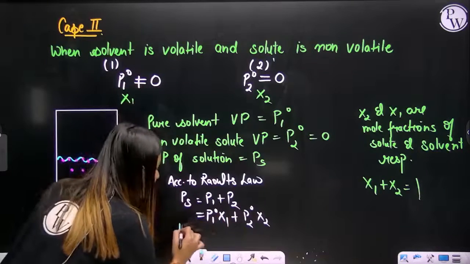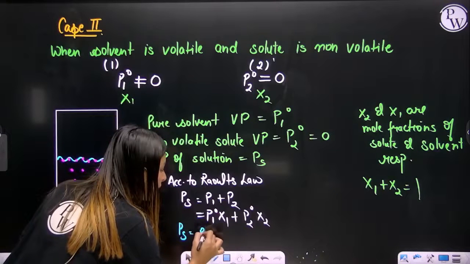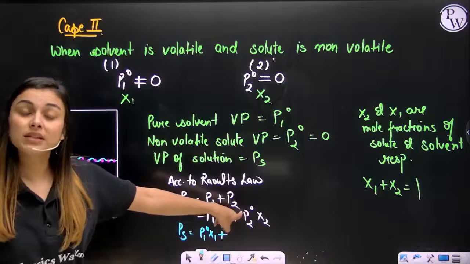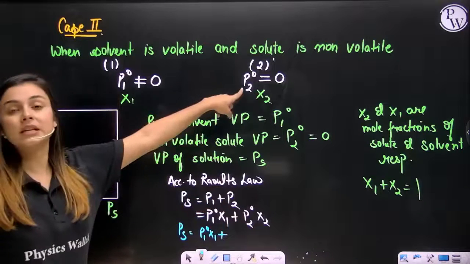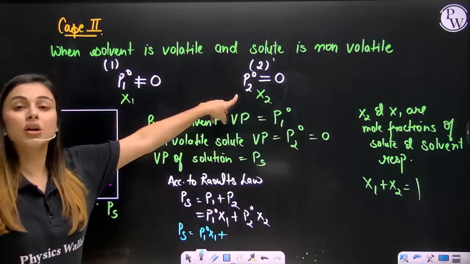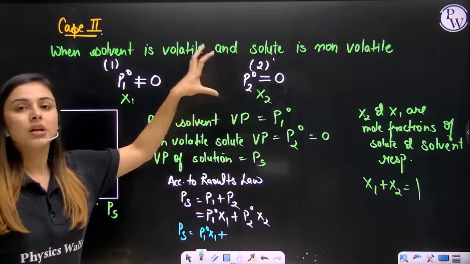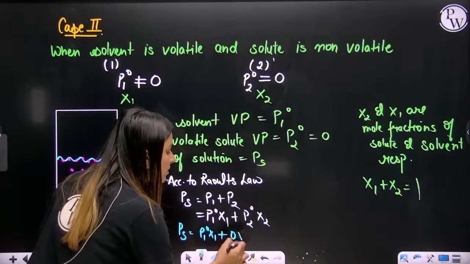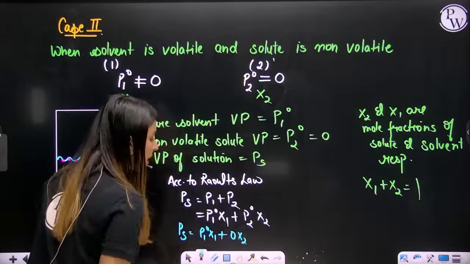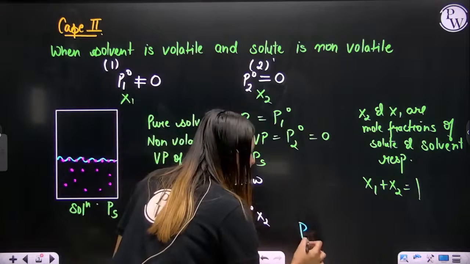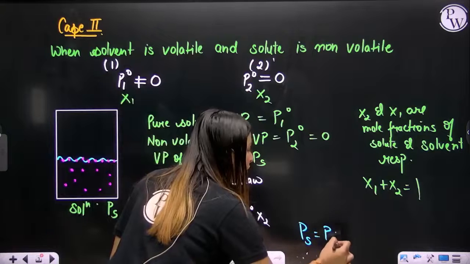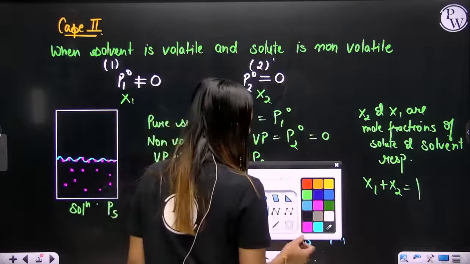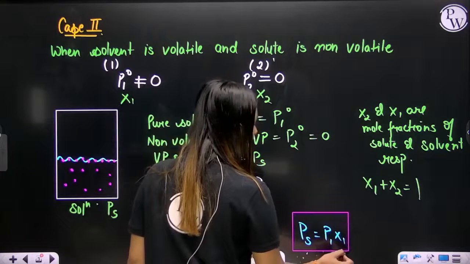So, the solution PS will be equal to P1 naught X1 plus P2 naught value is 0, my dear students, because it is a non-volatile solute. It will not have any vapor pressure, the pure solute will not have any vapor pressure. So this will be 0 into X2. So from here we can say that P of solution is equal to P1 naught X1, right?